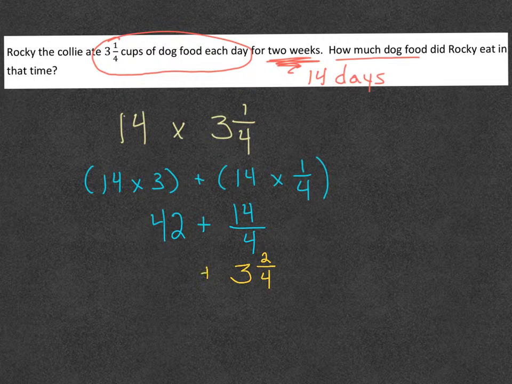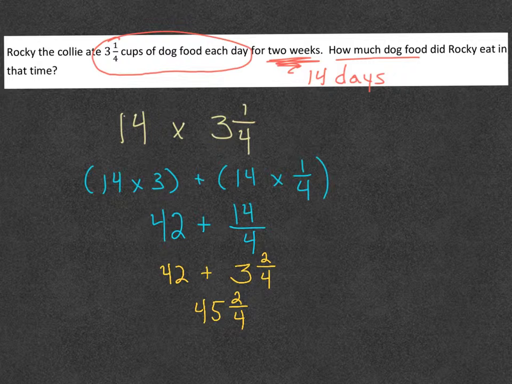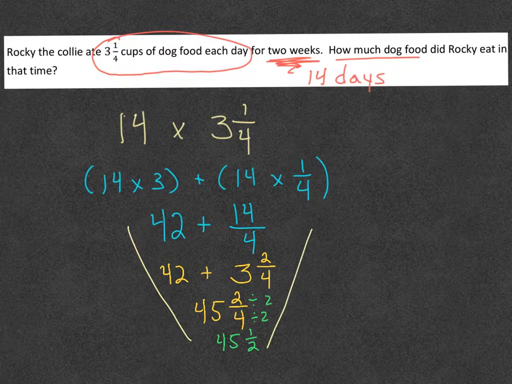Now we can bring down our 42. 42 plus 3 is 45 2/4. I also see that 2/4 can be simplified. The factor they share is 2. So we're left with 45 1/2. And again, what a just lovely funnel.